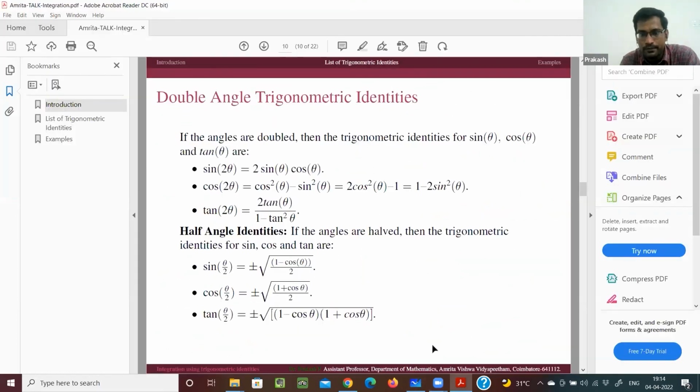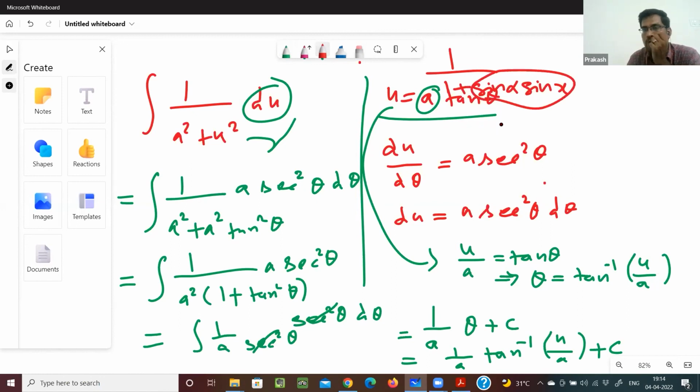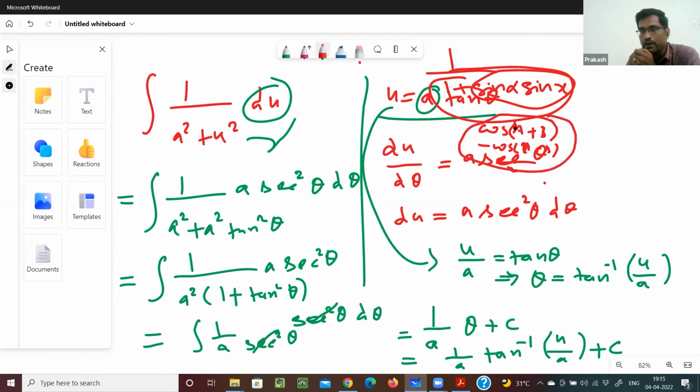On the whiteboard, you only need to check, because here we solved some different things. Here you need to use 1 plus sin alpha sin x. For sin alpha sin x, we have an identity: cos of a plus b minus cos of a minus b, divided by 2, something like that will come. Then take the LCM and use some identity here.